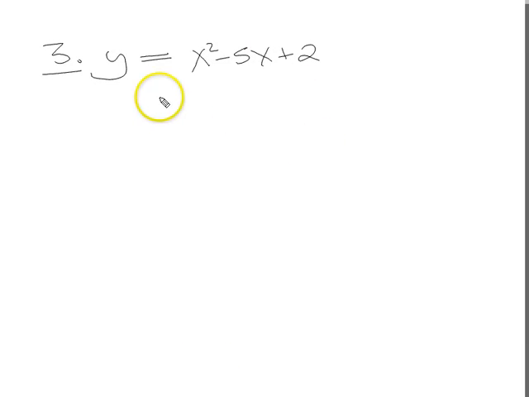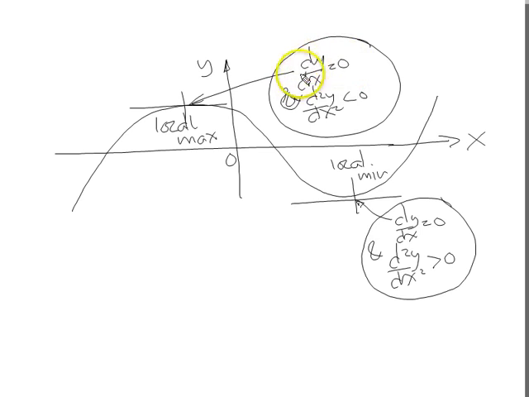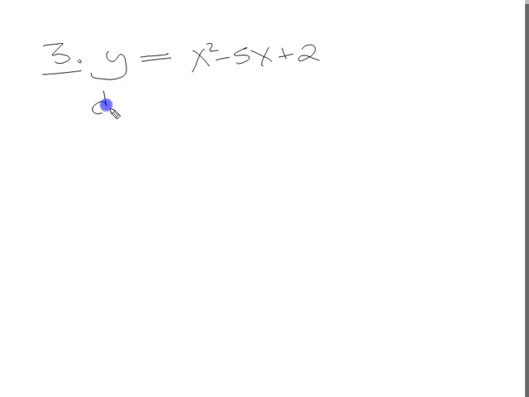Okay, let's have a go at number 3 then. We've got y equals x squared minus 5x plus 2. To find the turning points, we need to work out dy/dx. That's the first thing to do, and let it equal 0. So let's do that. So dy/dx then.